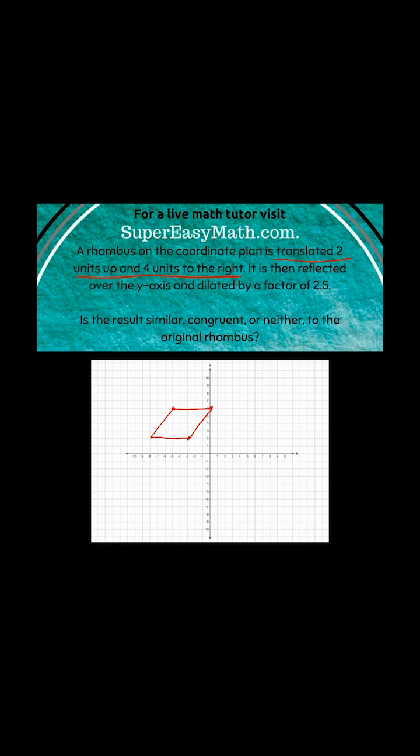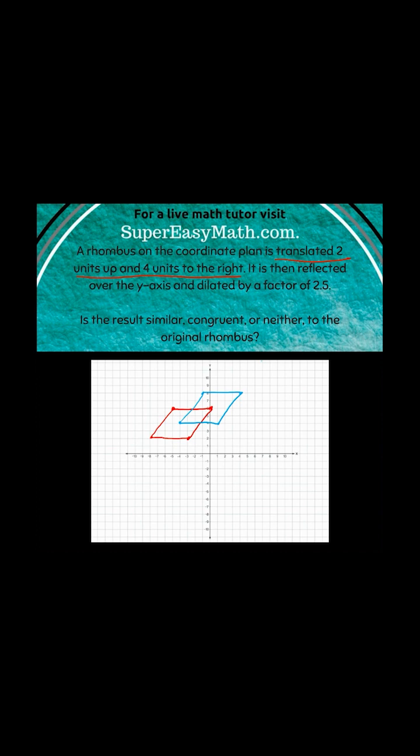So what that means is I'm going to take every single point and go up 2 units and 4 units to the right. So this point would end up going 1, 2, 1, 2, 3, 4. It would end up being here. This point would go up 1, 2, 1, 2, 3, 4 here. So now after translating all of those 4 points up 2 units and to the right 4 units, I have this new blue rhombus.